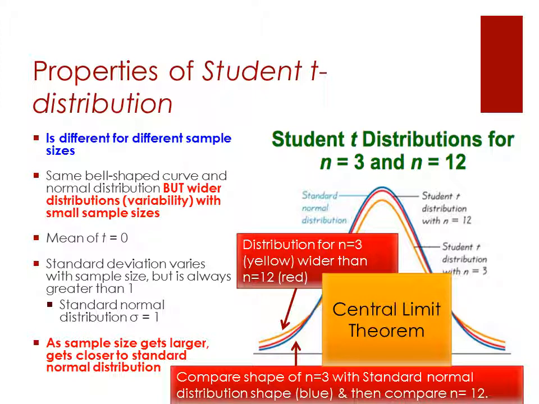This is because of our central limit theorem. So as we looked at with the applets, as your sample size increases, the distribution gets closer to the normal distribution shape.